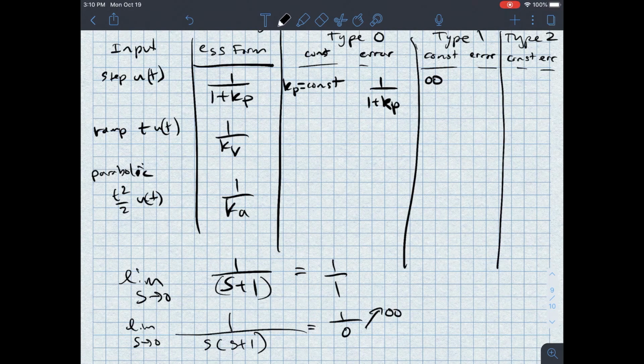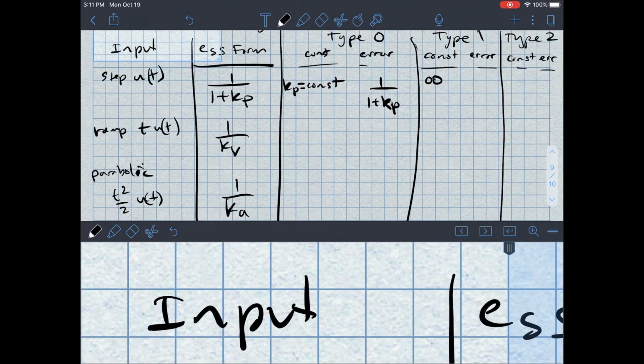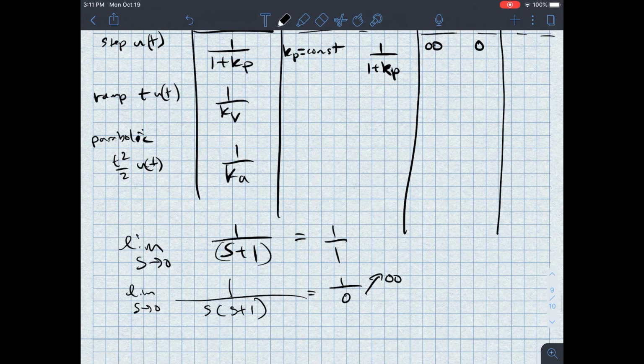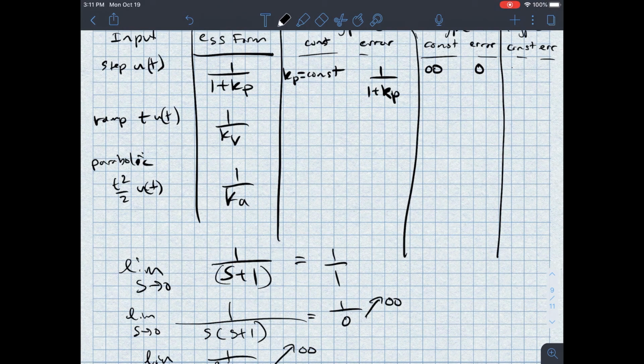And if I put that into my equation, 1 over 1 plus Kp, that's equal to 0. For a type 2 system, same story. So if I have the limit as s approaches 0 of 1 over s squared (s plus 1), this goes towards infinity as s approaches 0. So I've got infinity and 0.